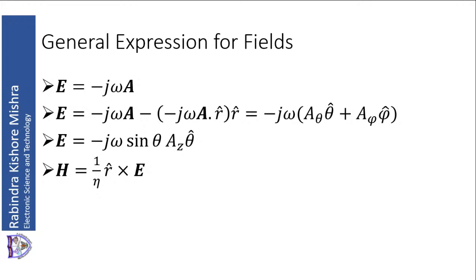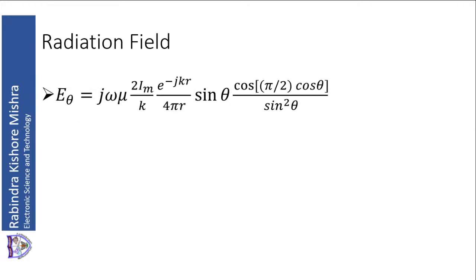Now you can find out what is H. We know the relationship between H and E. So from that you can see H is equal to 1 by eta r cap cross E. As E has theta cap, therefore r cap cross theta cap will give us phi cap. So H will be only in the phi direction, and E will be in the theta direction. Now H has only phi component, so H phi will be E theta by eta. So we have got what E theta will be by integrating the A theta.